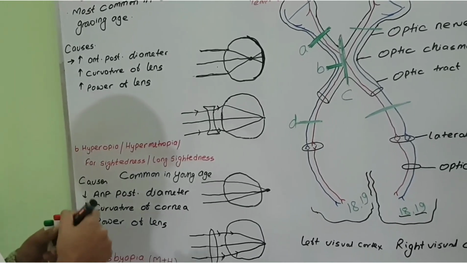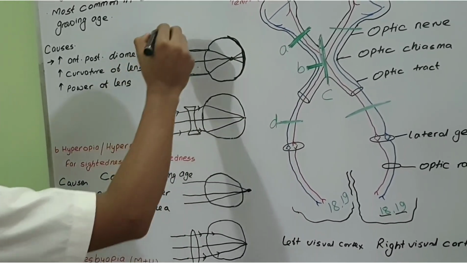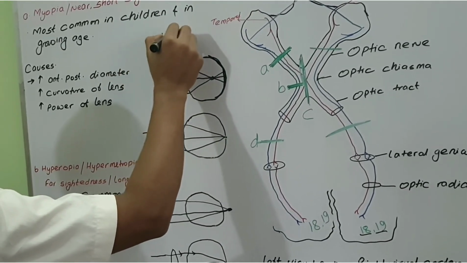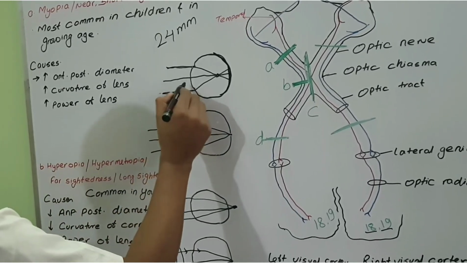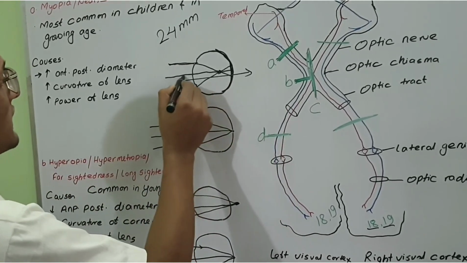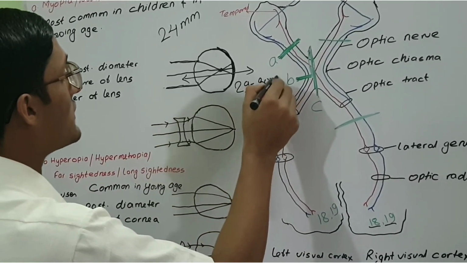The normal anteroposterior diameter, transverse diameter, and vertical diameter of the normal human eye is around 24 mm. But in case of myopia, this anteroposterior diameter will increase up to 29 to 30 mm.